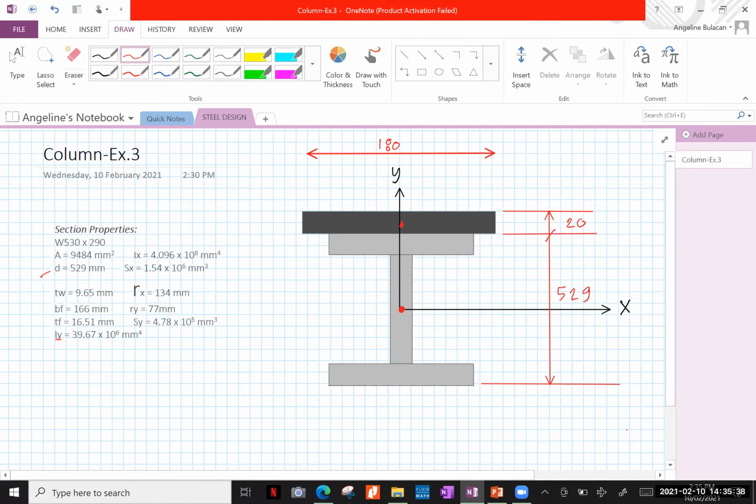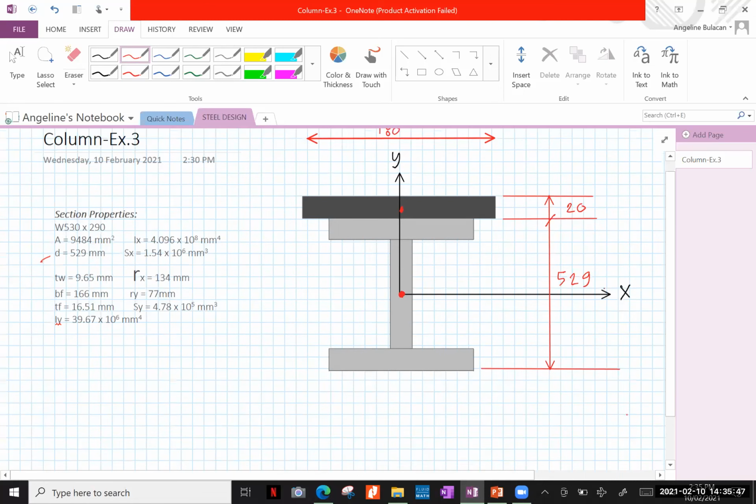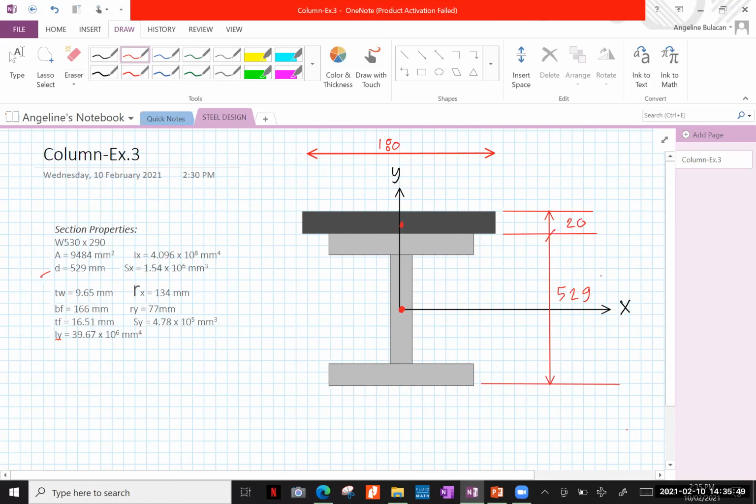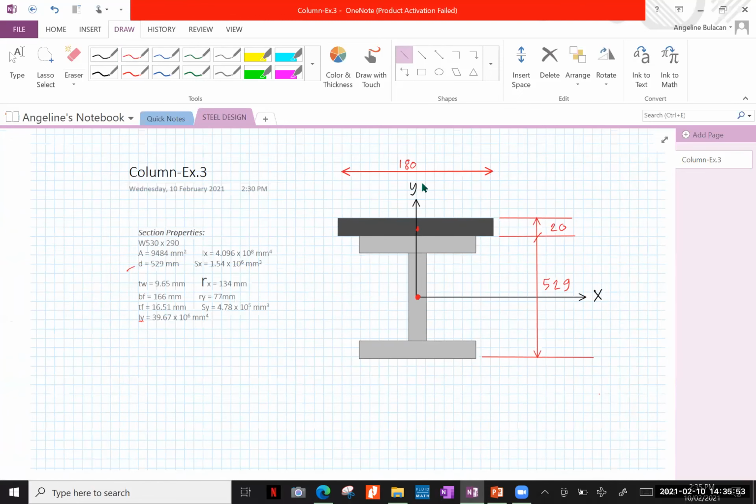So ang gagawin natin, half ng 529 or yung distance nito is... so solve natin using your variance theorem muna. Again, ang hinahanap natin is yung centroid ng dalawa. Okay na sila sa y-axis. Ito lang yung centroid nito.